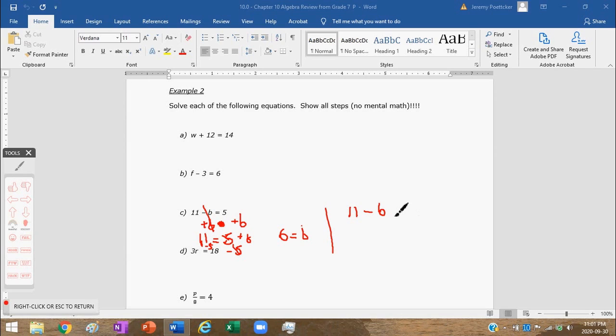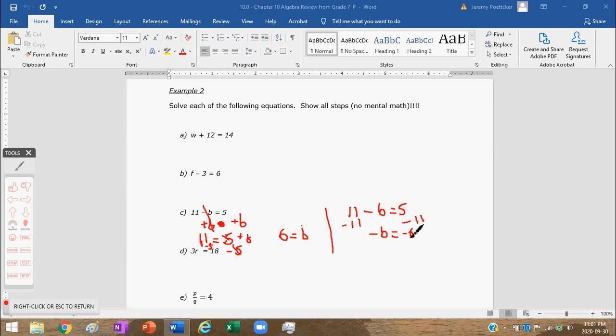11 minus b equals 5. That's what I started with. I've got a positive 11 here. Well, I'm going to subtract 11 from both sides. I'm going to subtract 11 from this side. I've now got something that looks kind of ugly. I've got negative b equals negative 6.